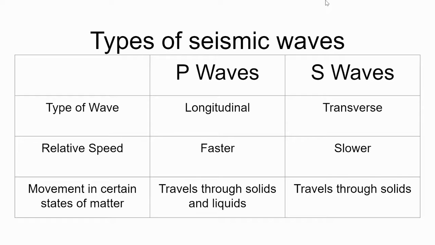P waves are faster than S waves. P waves travel around 5 to 8 kilometers a second, whereas secondary waves only travel around 1 to 5, although they can get to roughly the same speed as primary waves. And then P waves can travel through any form of matter, whereas S waves can only travel through solids. This was proved because they reflect off the outer core. There are no secondary waves in the outer core, and there's no way that the matter can form transverse waves.